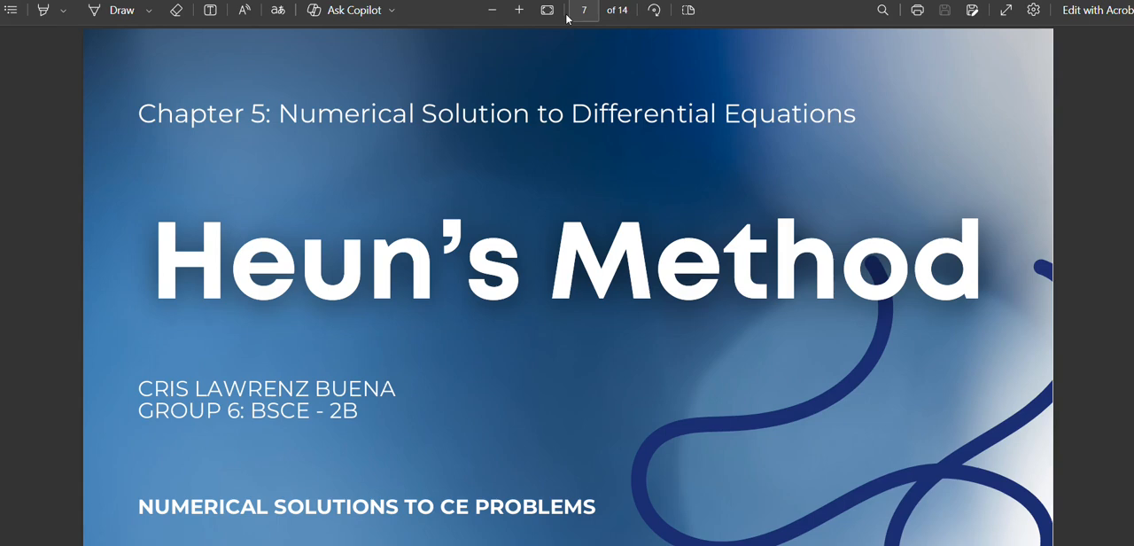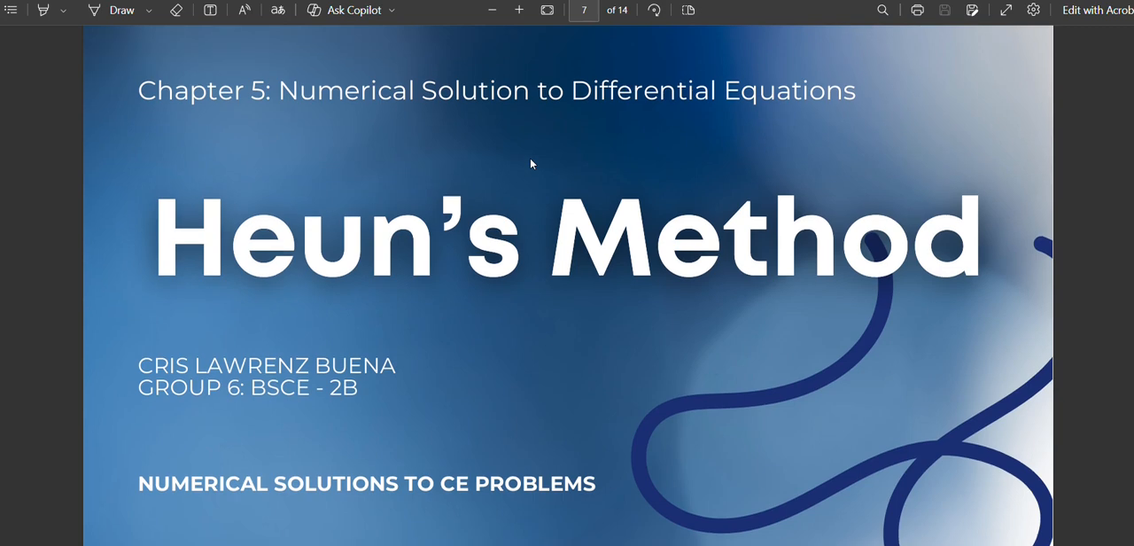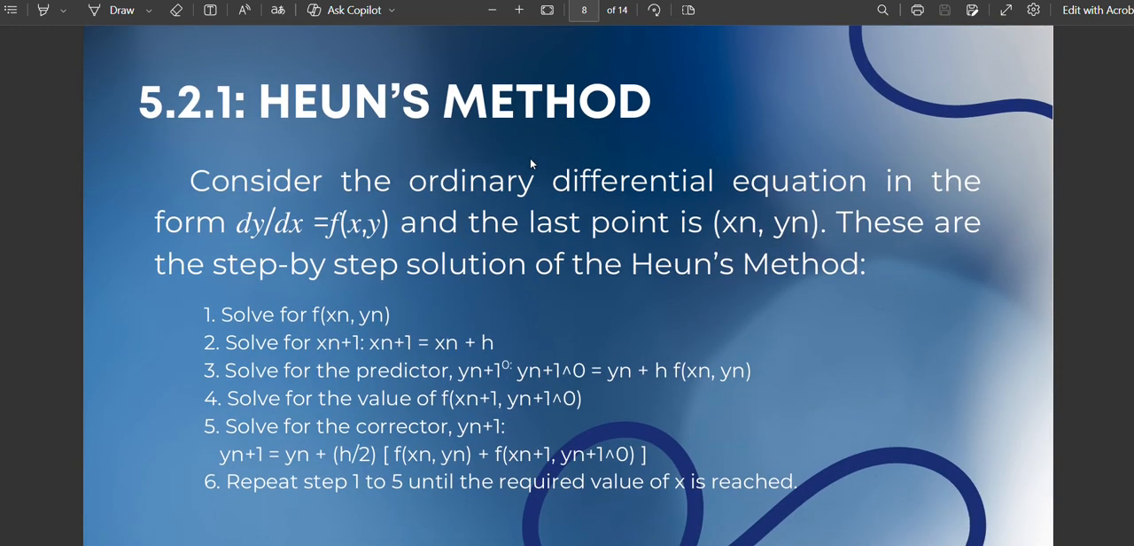I think this is part 2 under chapter 5, numerical solution to differential equations, and I'll be discussing another method of solving differential equations, which is Heun's method. Heun's method is under the modified Euler's method, where we use it as a better version of Euler's method. Let's consider the ordinary differential equation in the form dy over dx equals f of x, y.